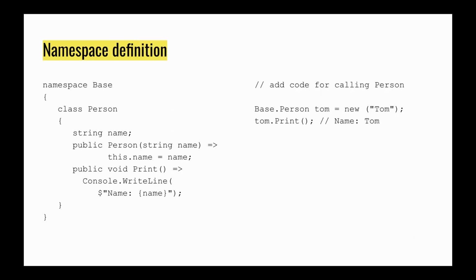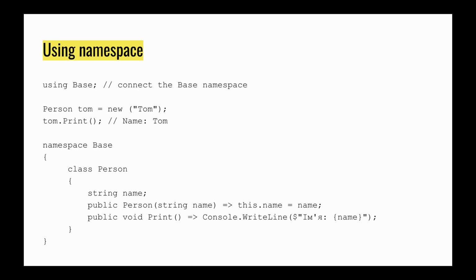To define a namespace, the keyword namespace is used, followed by the namespace name. For example, let's define a namespace called Base in the Program.cs file. Since the Person class is located in the Base namespace, its full name is Base.Person. Accordingly, using this name, we can refer to this class outside its namespace. However, the full namespace-specific class name adds redundancy to the code, especially if the namespace contains many classes that we want to use. To avoid writing the full class name, we can simply connect the namespace using the using directive.